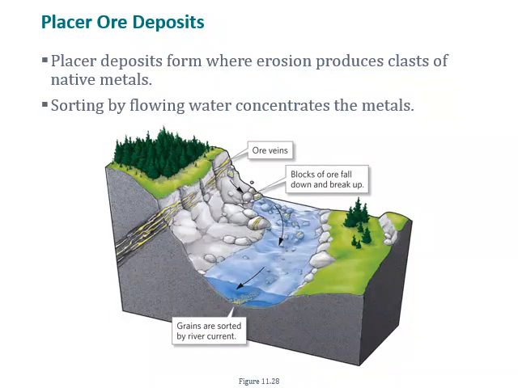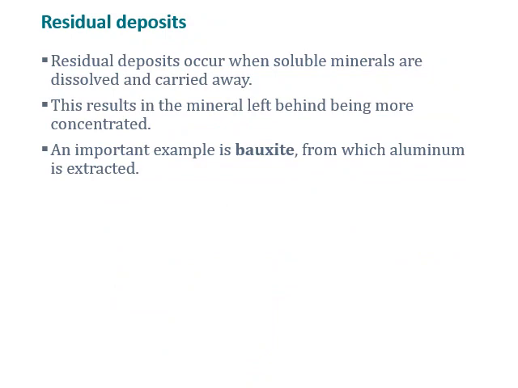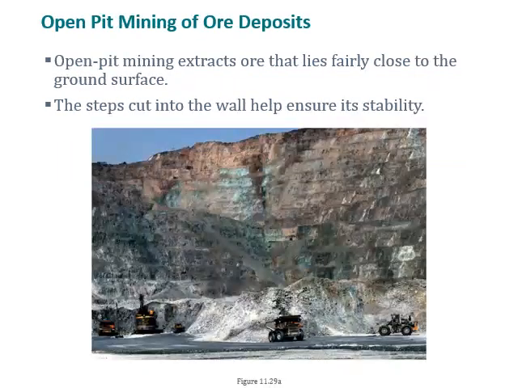Residual deposits occur when soluble minerals are dissolved and carried away, which results in a mineral left behind that is more concentrated in insoluble materials. One example is bauxite, from which aluminum is extracted. Many ore deposits are extracted via open pit mining that lies fairly close to the ground surface. There are steps cut into these walls that help ensure stability.